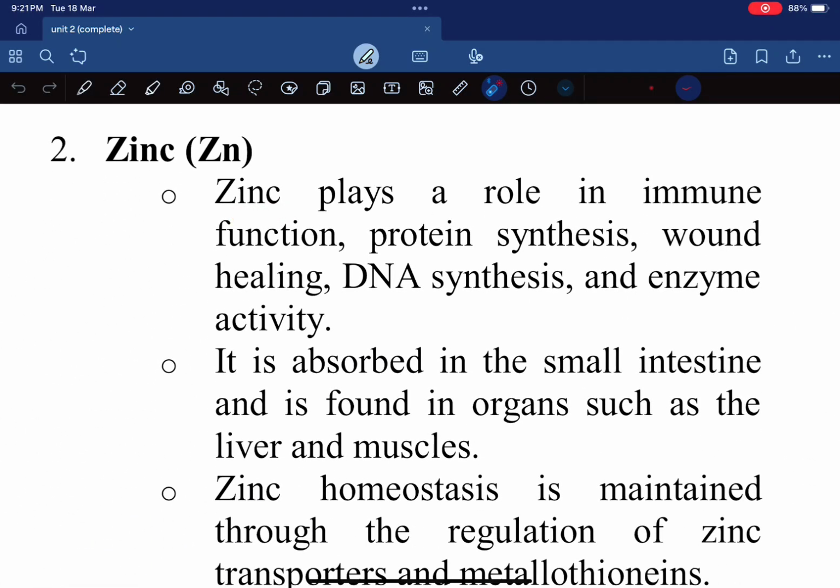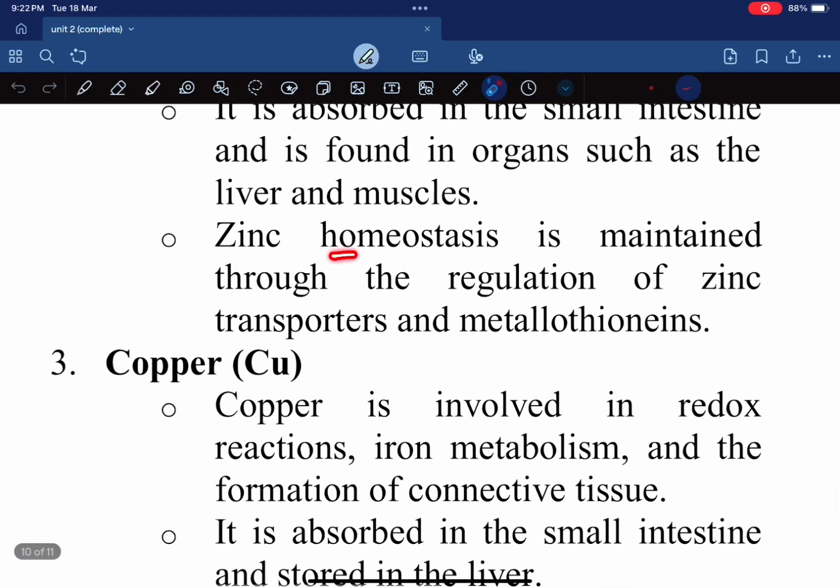Second, zinc. Zinc plays a role in immune function, protein synthesis, wound healing, DNA synthesis, and enzyme activity. It is absorbed in the small intestine and it is found in organs such as the liver and muscles. Zinc homeostasis is maintained through the regulation of zinc transporters and metallothioneins.